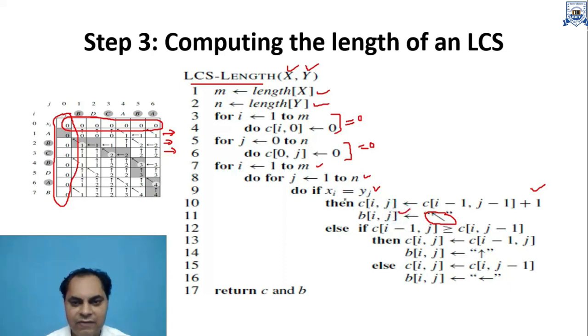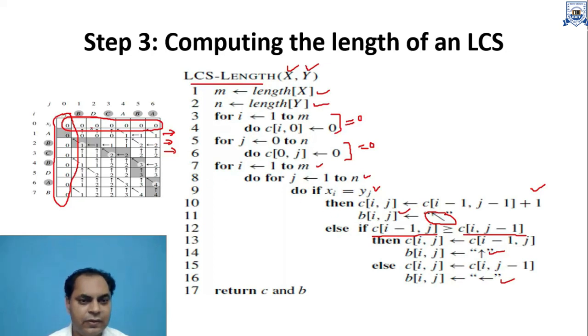If this condition doesn't hold, that means Xi is not equal to Yj, there may be two possibilities. We have to find two values, C[i-1][j] and C[i][j-1], and do a comparison, and based on the comparison you decide two things. If this condition holds, then the value of C[i][j] would be C[i-1][j], and you will use this upward direction arrow. Otherwise, if C[i][j] is equal to C[i][j-1], then you have to use this horizontal arrow.